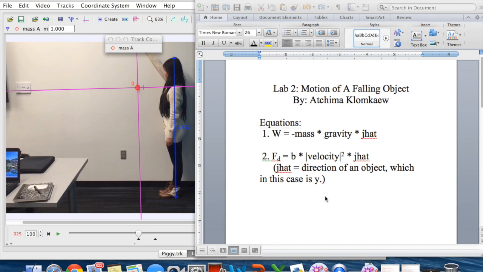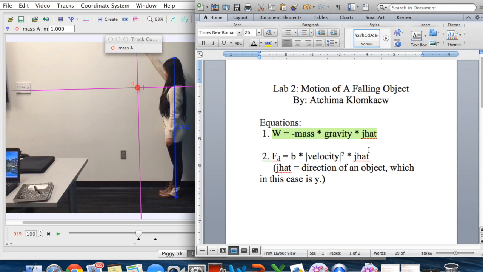Hi, my name is Chima and welcome to Lab 2, Motion of a Falling Object. In this lab, we will observe the falling object with two forces acting on an object, the weight force and the drag force. And the equation for each force is given here.